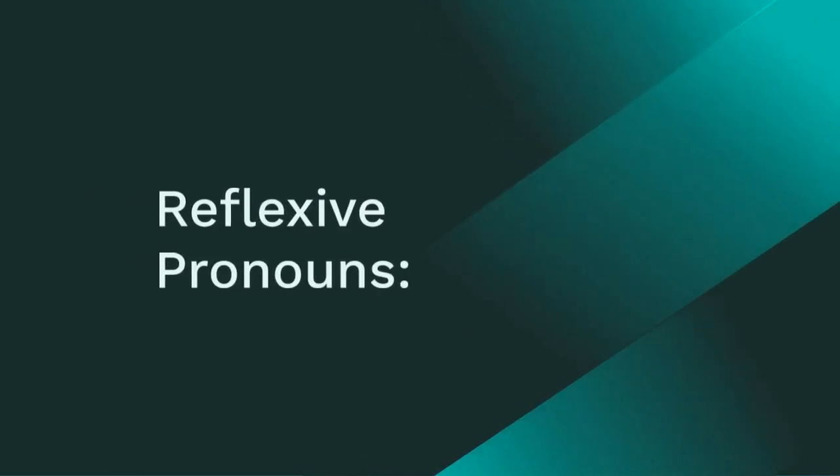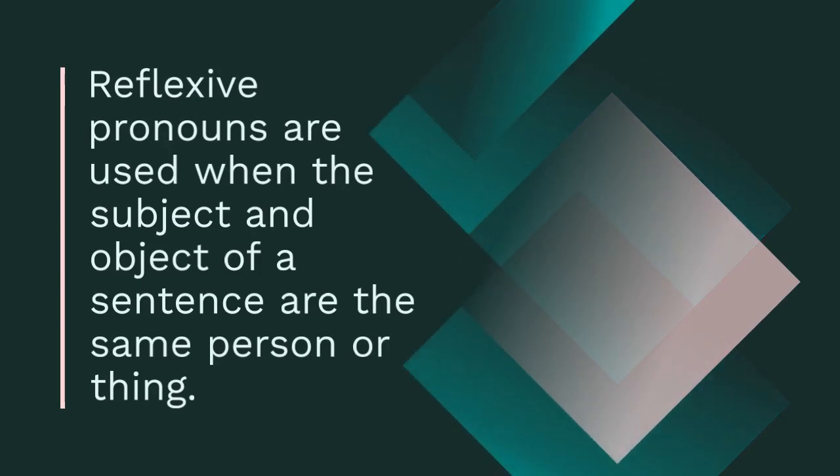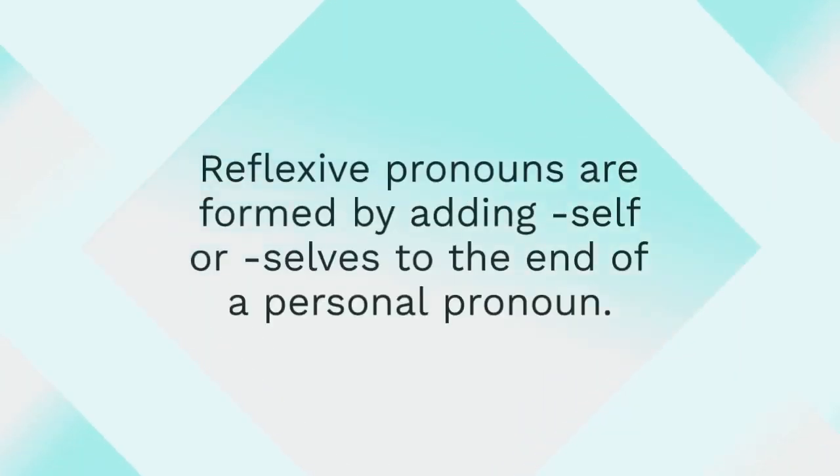Reflexive pronouns. Reflexive pronouns are used when the subject and object of a sentence are the same person or thing. Reflexive pronouns are formed by adding self or selves to the end of a personal pronoun.